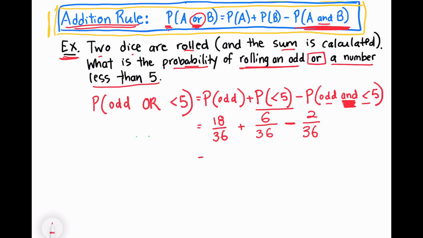So using the addition rule, we have 18 plus 6 minus 2, that's 22 over 36, which can be reduced to 11 over 18. I'm going to leave that in fraction form, but you could convert that to a decimal and round. So 11/18 is the probability of rolling two dice, and the sum is either odd or the sum is less than 5. So one of those two things happens, or both occur.